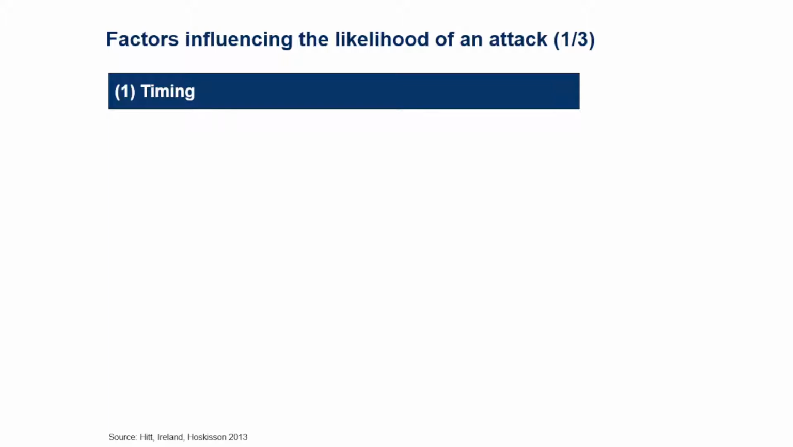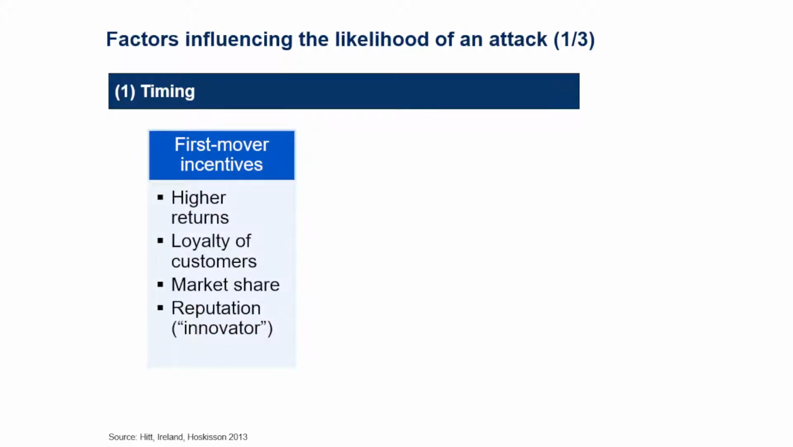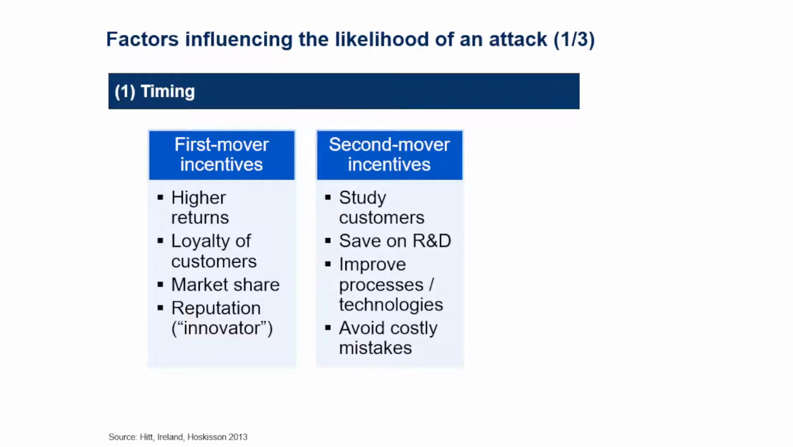And there are three factors that influence the likelihood of an attack. The first one is timing. There is something called the first mover incentive. That is the expectation of a company to have higher returns, to have more customer loyalty, and gain a bigger market share and a reputation as an innovator if they move first. A classic example for this one would be Apple, who has the reputation of being the innovator and moving first, bringing in new gadgets, new functionality into the market, basically all the time.